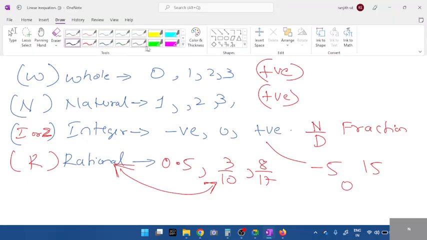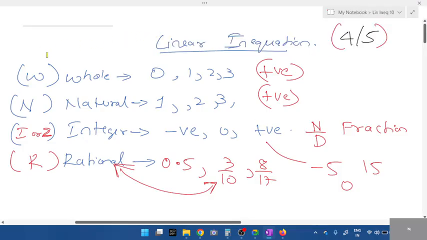See, these things are important. And you'll understand later why these things. N, W, R.